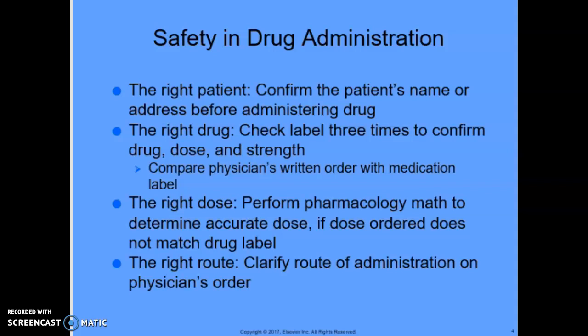So how many times should a drug label be checked before being dispensed? And we already went through that, and we've been working on it since last semester. So you know that answer is 3 times. It should be checked every time a drug is dispensed. The label must be checked 3 times to confirm the right drug, dose, and strength. And check the physician's order to clarify the route of administration.